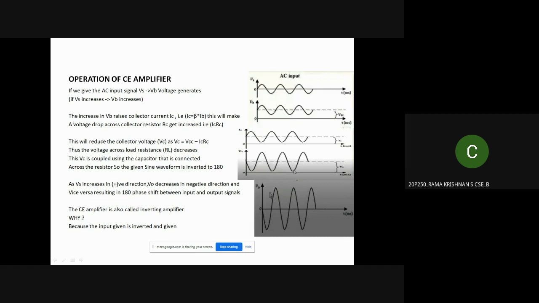Proportionally, if there is an increase in VB, it also raises the collector current IC. From where did I arrive at this conclusion? It's this equation: IC equal to beta into IB. We have used this in our problems to find the collector current. So if IC increases, proportionally IB also increases.